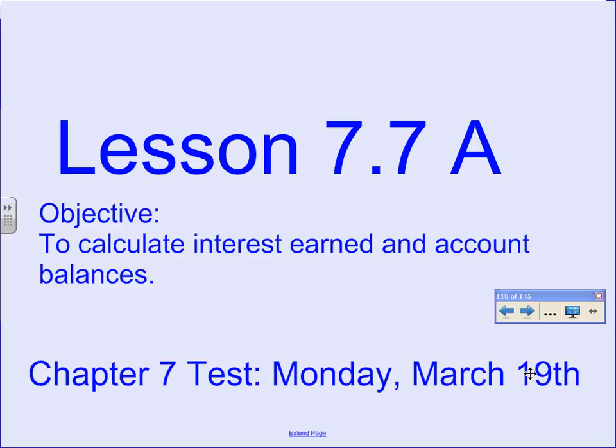Just a reminder one more time that your entire Chapter 7 test is not next Monday, but the Monday after that. So Monday, March 19th will be your Chapter 7 test. Yes, it's a chapter test. Okay, after that chapter, we are moving to Chapter 8, which is a graphing chapter.